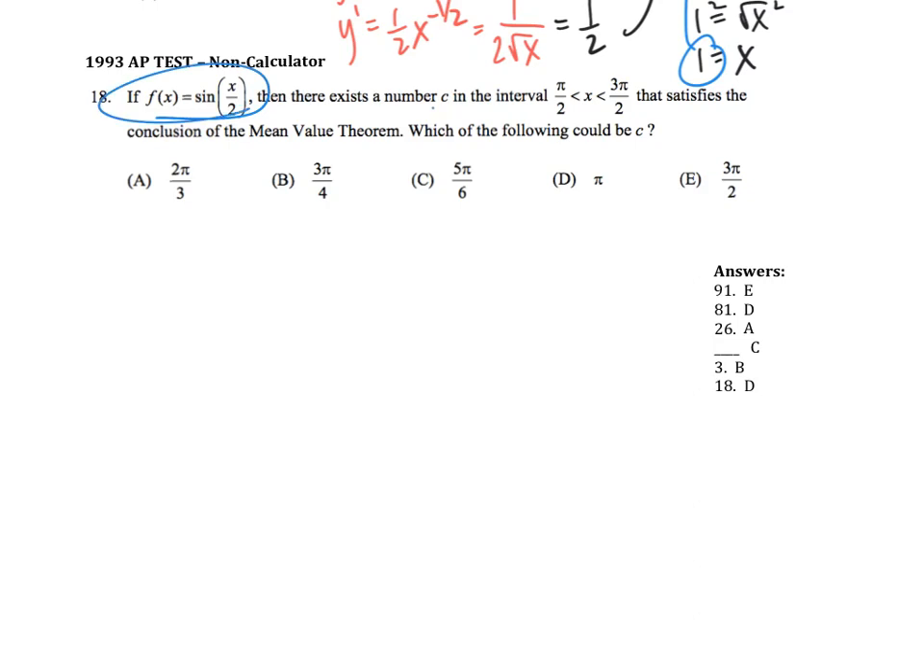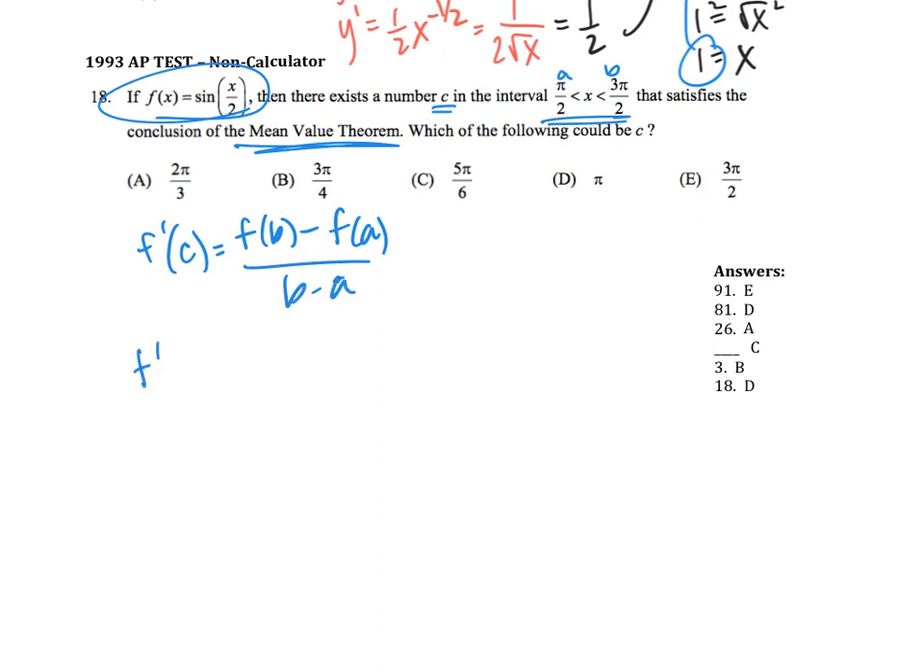Finally, the last question says we've got our function. Then there exists a number c. Again, they want that x coordinate on this interval, a to b, that satisfies the conclusion of the mean value theorem. So again, we're looking for f prime of c to equal f of b minus f of a all over b minus a. And we're looking for our c. So f of b would be f of 3 pi over 2 minus f of a, which is pi over 2, all over 3 pi over 2 minus pi over 2.